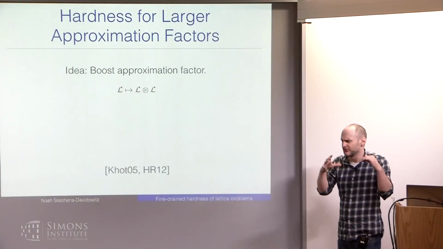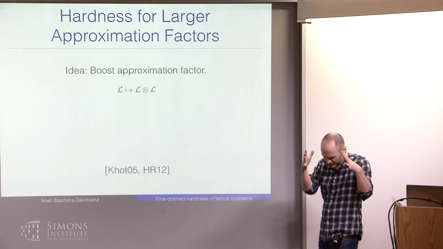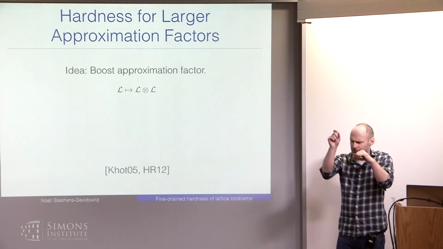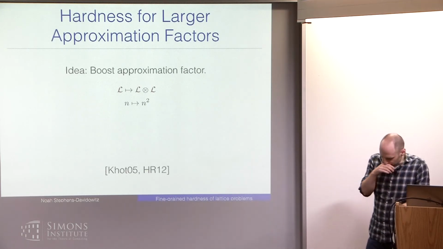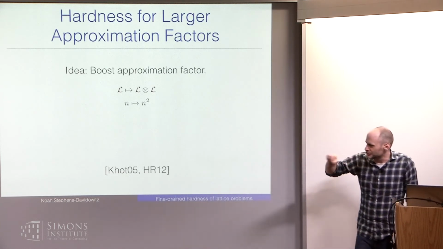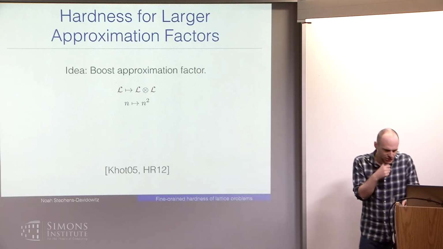This idea was actually around before that. The idea is to take the tensor product of the lattice with itself. So you replace your basis matrix by the tensor product of the basis matrix with itself, so every entry in the new basis matrix is the product of two entries in the original basis matrix. One issue with this is that it blows up the dimension. You start out with an n by n matrix, you end up with an n squared by n squared matrix, just doing this once.